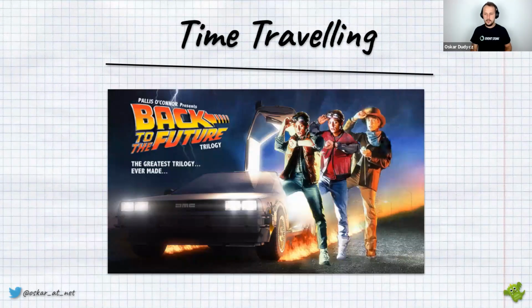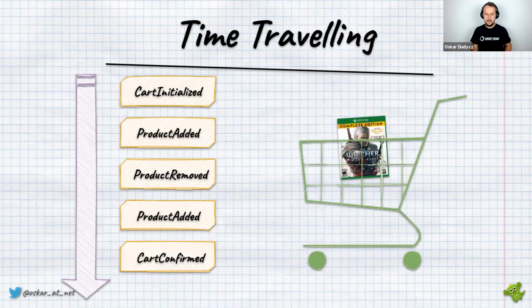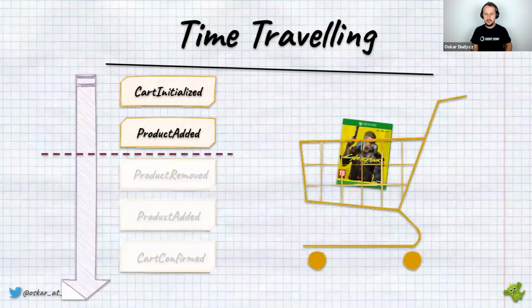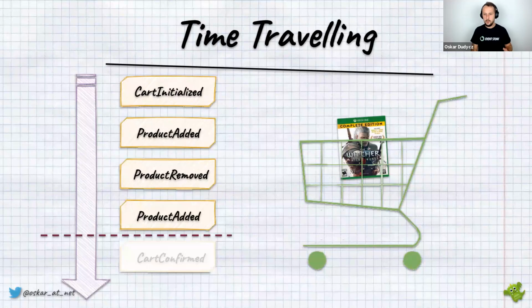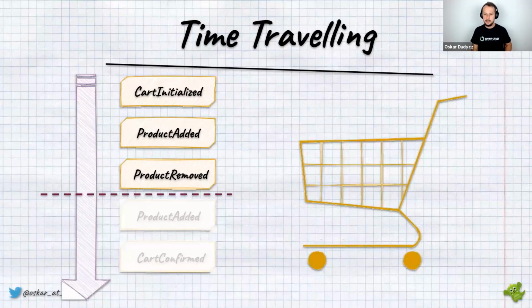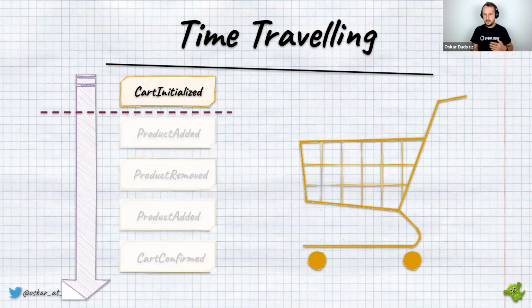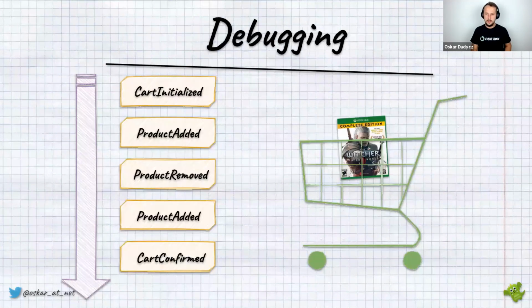And the nice thing about event sourcing is that we are able to do time traveling. If we have the recorded sequence of events, then we can always go back. As you see, we can just take the events, apply them to the current state, and get back in time to see what has happened.